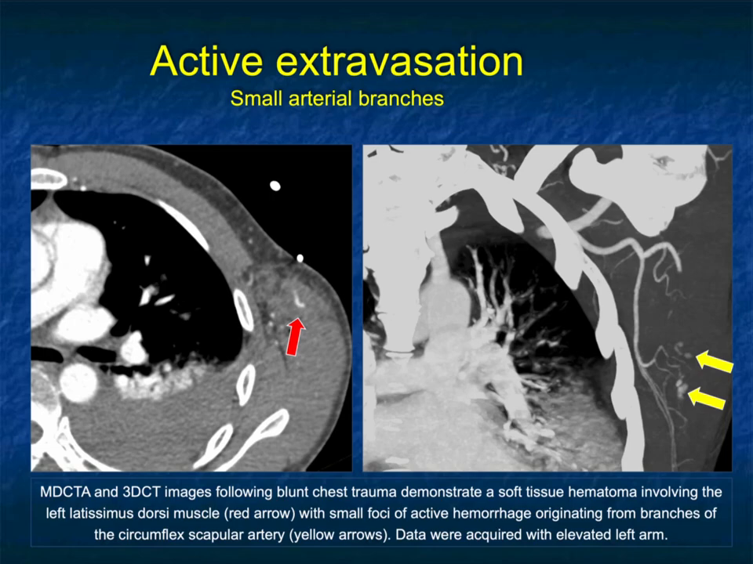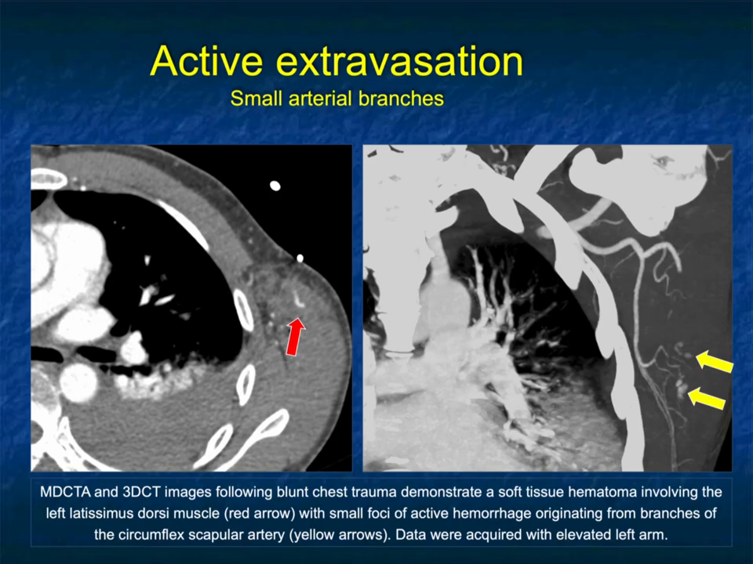MIP imaging. Now, in terms of arms overhead, arms by the side, typically I prefer arms over the head. There's less artifact. Sometimes patients can't move their arm because of a bony trauma or other issues.